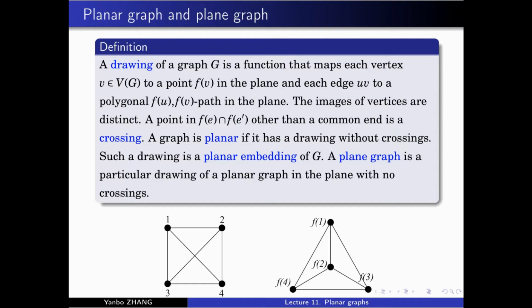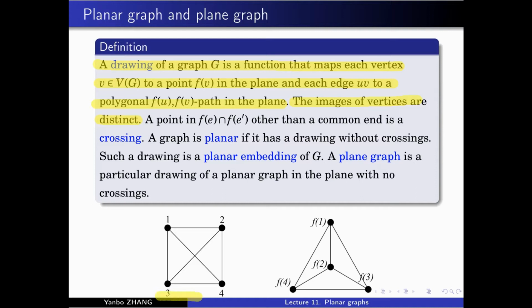The next 2 definitions are planar graph and plane graph. A drawing of a graph is a function that maps each vertex v of V(G) to a point f(v) in the plane, and each edge uv to a polygonal f(u) f(v) path in the plane. The images of vertices are distinct.